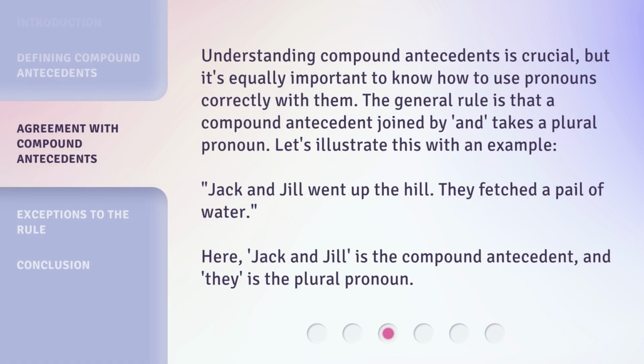Understanding compound antecedents is crucial, but it's equally important to know how to use pronouns correctly with them. The general rule is that a compound antecedent joined by and takes a plural pronoun. Let's illustrate this with an example. Jack and Jill went up the hill. They fetched a pail of water. Here, Jack and Jill is the compound antecedent, and they is the plural pronoun.